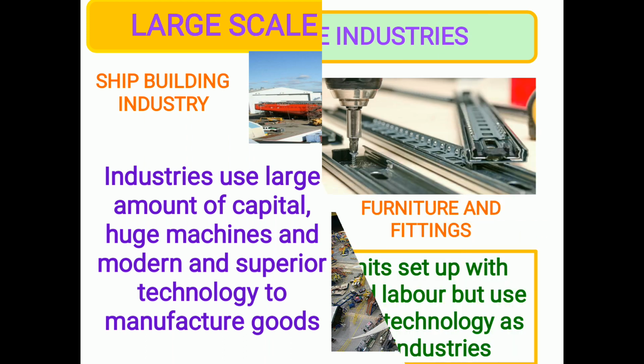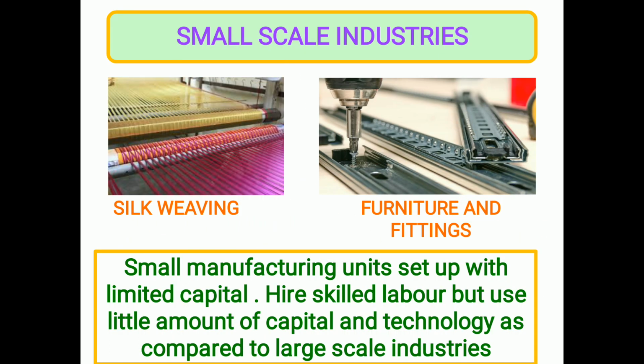The next type of industry on the basis of capital investment is small scale industries. These are small manufacturing units which have been set up with limited capital. When compared to the large scale industries, the capital invested in small scale industries is very less. And they hire skilled labor. When compared to cottage industries, more workers are working in small scale industries. When compared to large scale, it is very less. When compared to cottage industries, it is more.